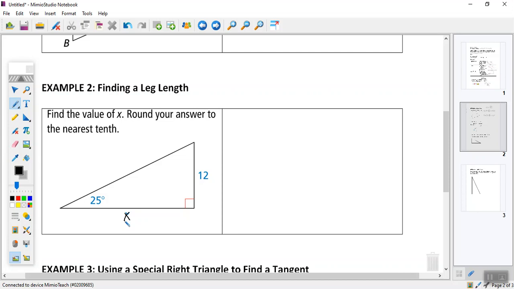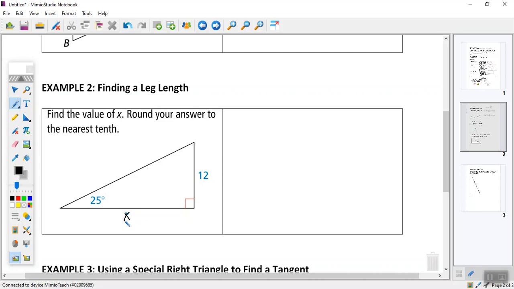Guys, take a look at the triangle in example 2 and compare it to the triangle that we just looked at in example 1. What's different about this? It doesn't have all the numbers. Don't have all the sides. A, B, C, not up there. Okay. What do we have that we didn't have in example number 1?